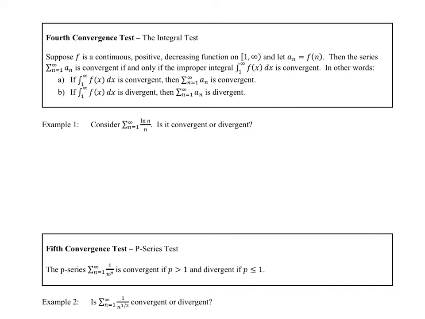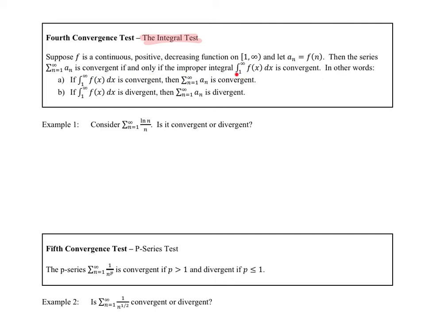This particular test was the reason that we did section 5.10, and we looked at improper integrals, because in this test we have a function f that is continuous, positive, and decreasing on the interval from 1 to infinity. We map the series generator with the function so that we can look at a comparison. The statement for the integral test is that the series of a sub n is convergent if and only if the improper integral is convergent.